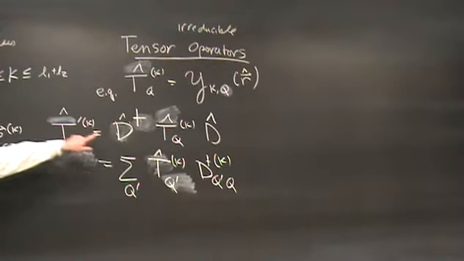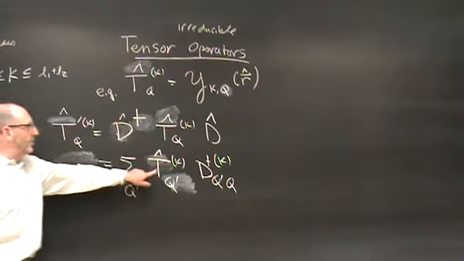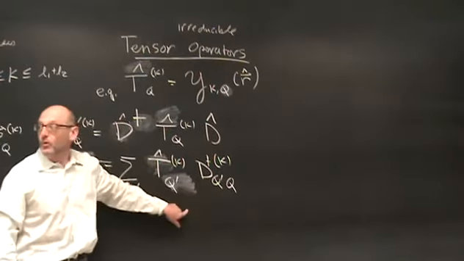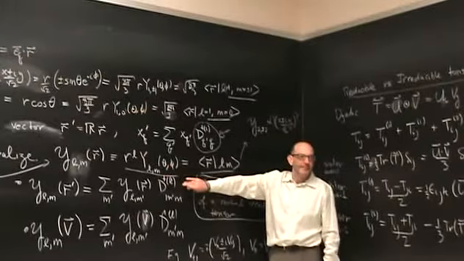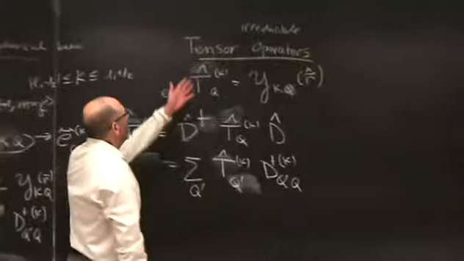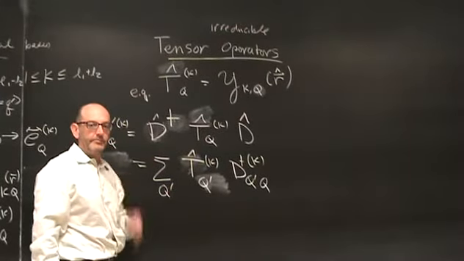The components of the rotated tensor are related to the components of the unrotated tensor by exactly the transformation rule that we have over here for the solid harmonics. Right? It's exactly the same rule. And any object that transforms like this is known as an irreducible tensor, components of an irreducible tensor.